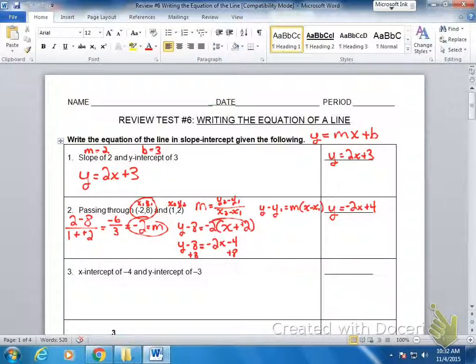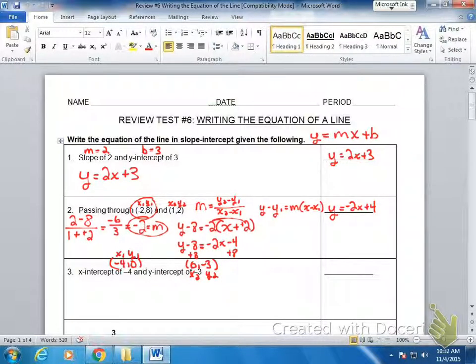This one is the exact same as the last problem, but they're trying to confuse you by saying we have an x-intercept of -4 and a y-intercept of -3. But you need to remember, the x-intercept means y is 0, so my point is (-4, 0). Y-intercept means x is 0, so the point (0, -3). So I have x1, y1, and x2, y2.